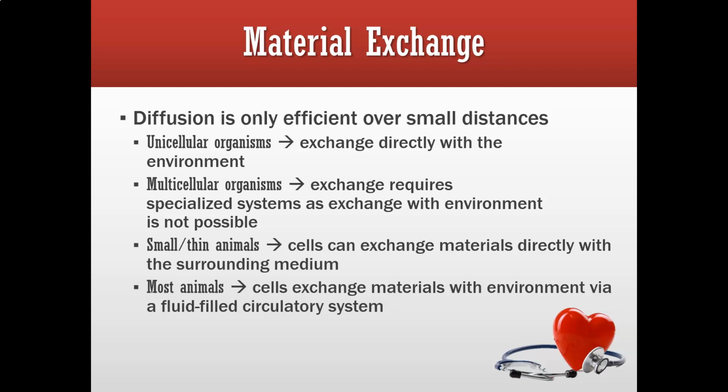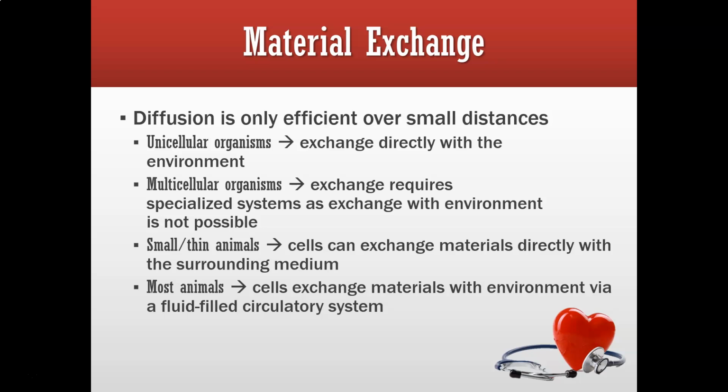Multicellular organisms then need specialized systems in order to exchange materials with their environment because the direct exchange from cell to the environment really isn't feasible, especially if you're talking about something like a cell in your intestines or a cell in your stomach, right? You're not going to be exchanging material directly with the outside of your body through those cells. So we've got specialized systems in place in order to do that.